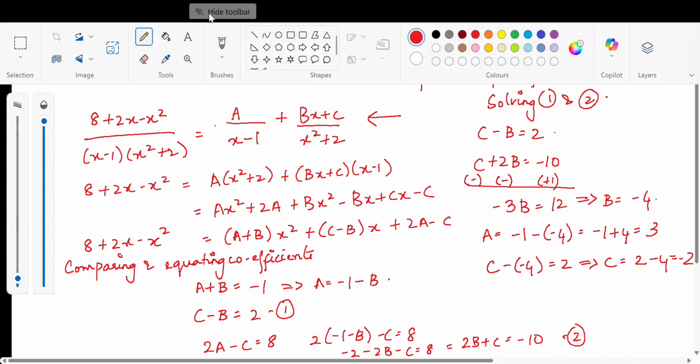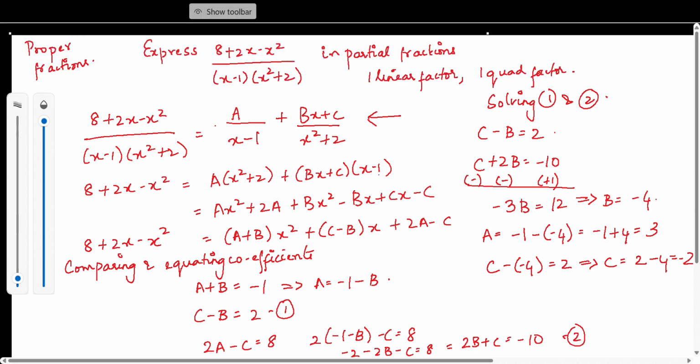Now that we got all our values, a is 3 by x minus 1, b is minus 4, c is minus 2. Since both are negative, we can put it here common, 4x plus 2 by x squared plus 2.